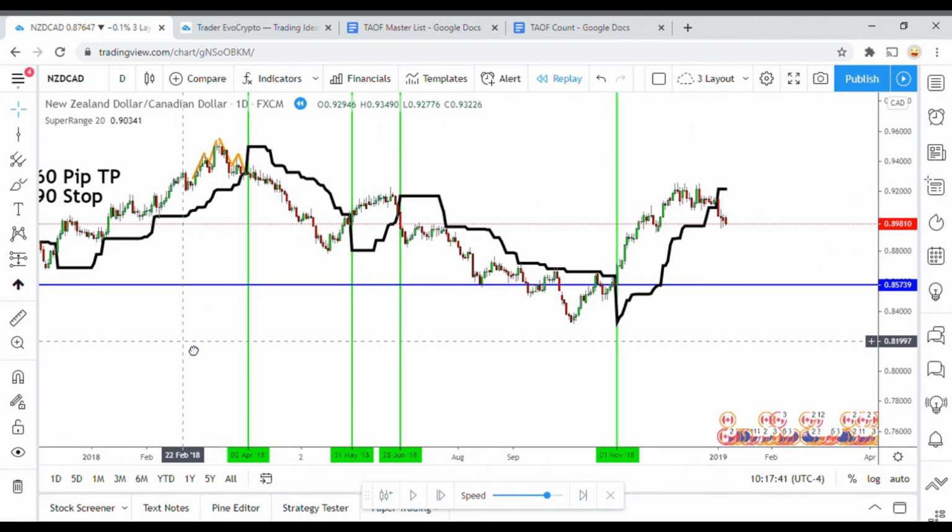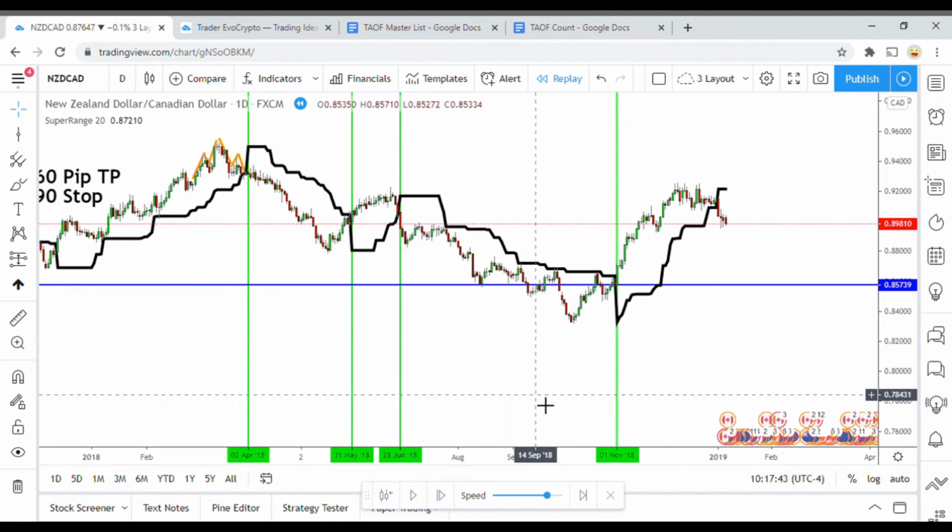Well, there we go. We are at the end of the year. There is the super range indicator, and I don't think we need to add them up. It is clear that we got a 100% win rate on this one as well. I like this one. This one is pretty decent.